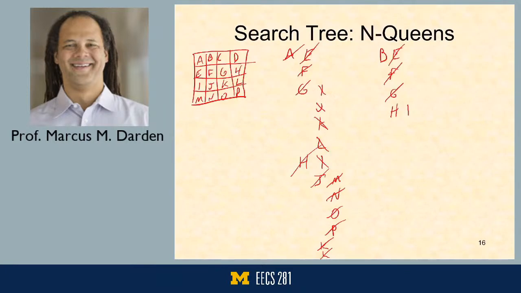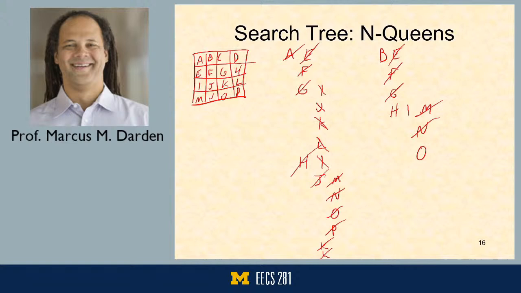Through the fourth row. BHIM. Well, I and M are threatening each other, so that's out. BHIN, you can see here that I and N are diagonally adjacent, so that's out, as well as being diagonally adjacent to H. And then I come up to BHIO. There, I find a solution.